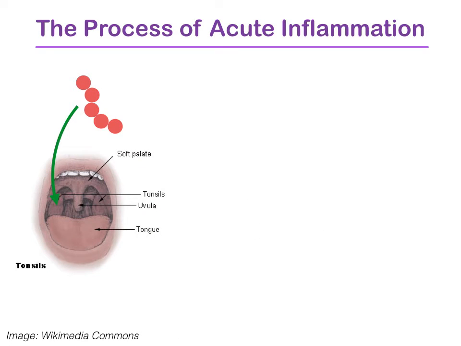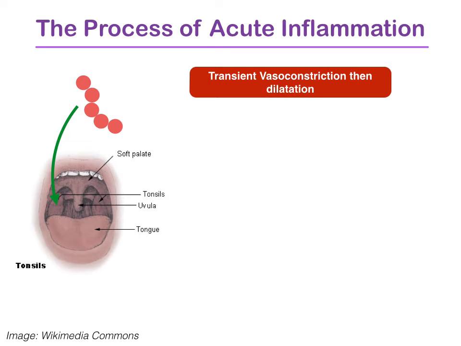So what's happened? Well, these bacteria have managed to get into the cells of Jack's tonsils. And as soon as there's some sort of damage, the vessels immediately react, and the first thing they do is they constrict very briefly but then they dilate.